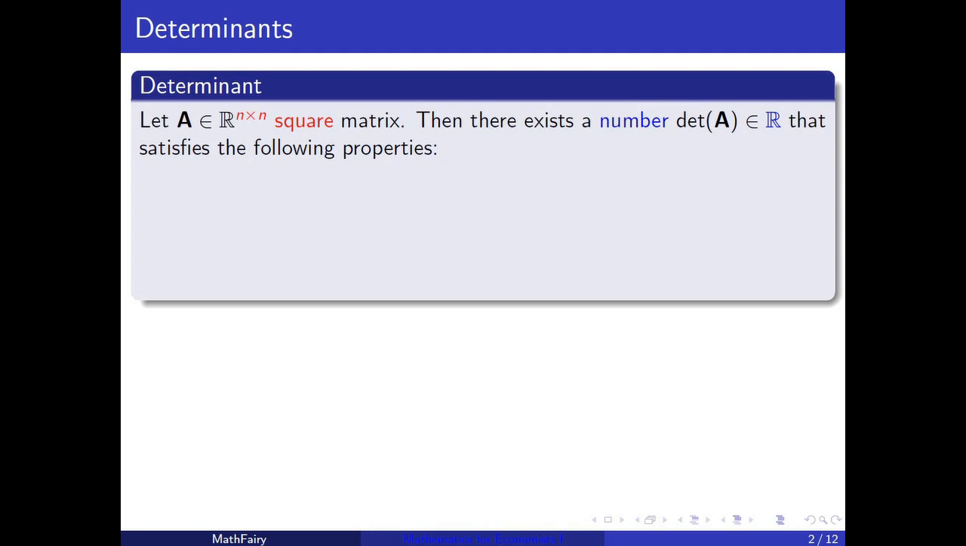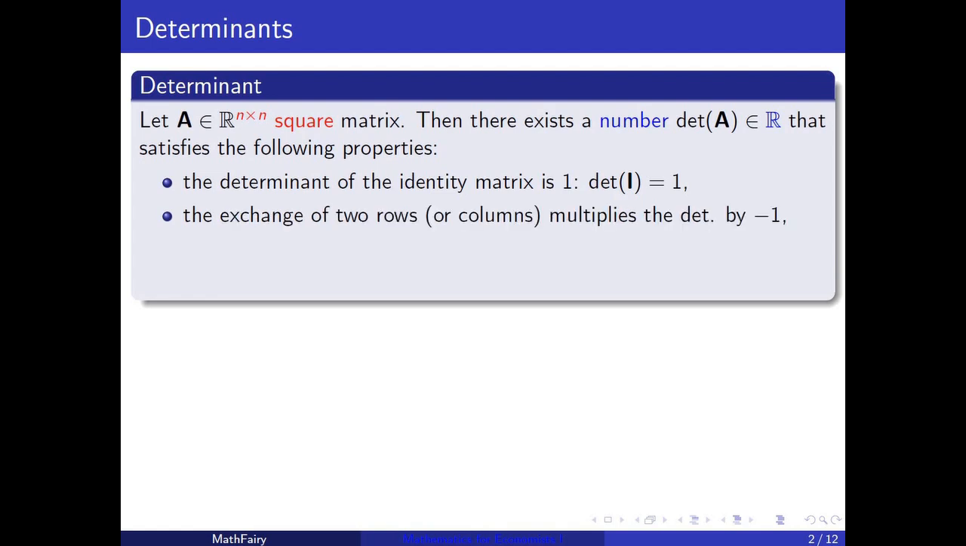Determinants are defined for square matrices, meaning that the number of rows in the matrix has to be equal to the number of columns. The determinant of a square matrix is a number that satisfies the following properties. First, the determinant of the identity matrix has to be 1. Second, switching two rows or two columns multiplies the determinant by -1. In other words, it changes the sign of the determinant.